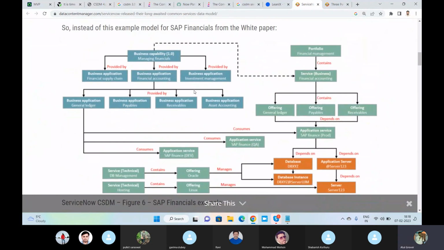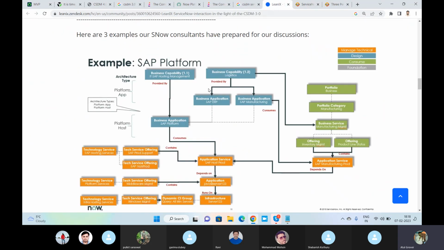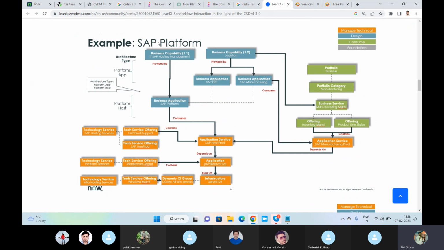Now you can see here. These are again from SAP only. This is a SAP platform, like we have ServiceNow. There's a tool called SAP as well. It has a portfolio called business. Under that, SAP has a portfolio category called manufacturing. Under manufacturing, they're selling a business service called manufacturing management.